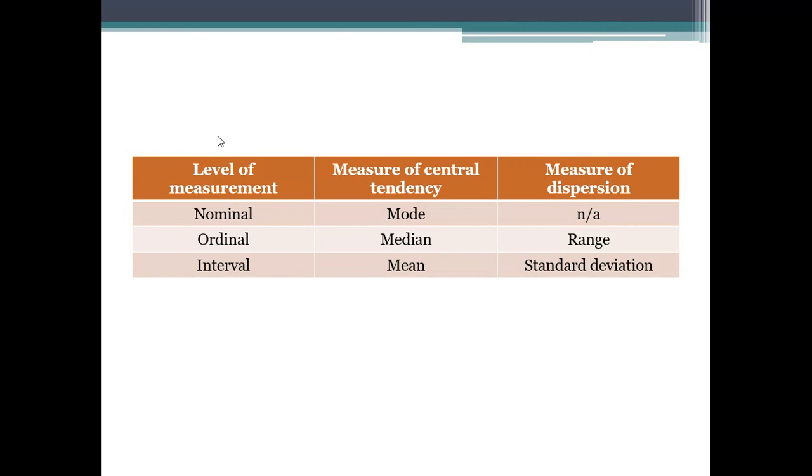why would, for example, a mean be a better measure of central tendency in this experiment? And you could just put as an answer because the experiment produces interval data. So that's why mean is better. So for nominal data, mode is your best average. There's no dispersion in nominal data because it's discrete. For ordinal data, your best average is median. Your best measure of dispersion is the range. For interval data, it's the mean and standard deviation.